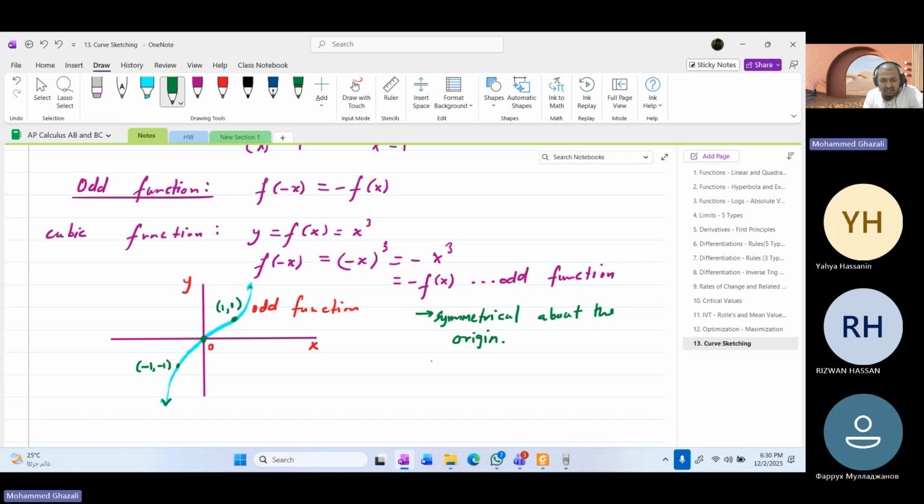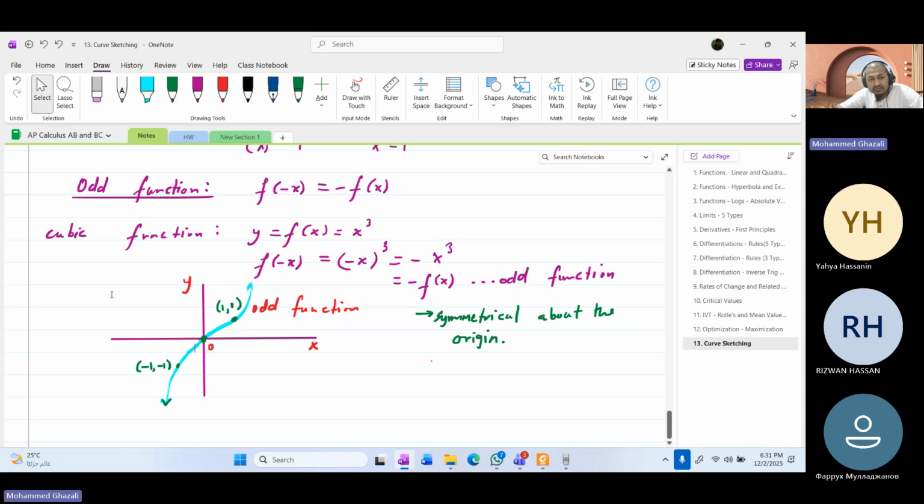In other words, if you have a graph in the first quadrant, it will be reflected in the third quadrant. If you have a graph in the second quadrant, it will be reflected in the fourth quadrant. Are we good? That's basically symmetry about the origin.